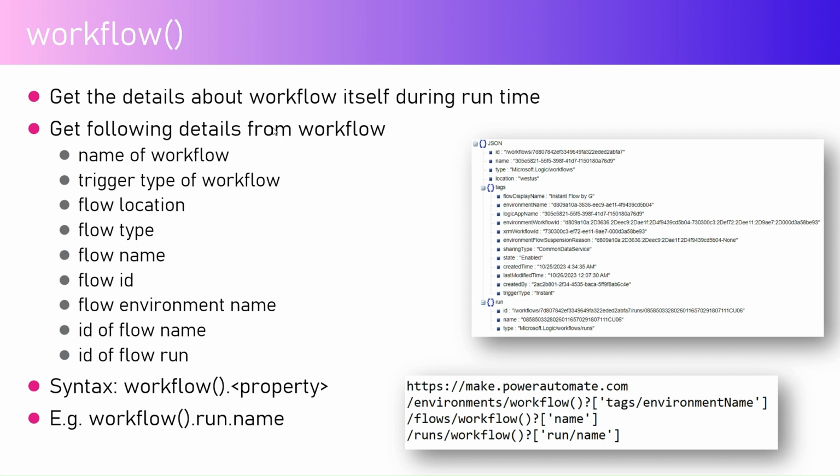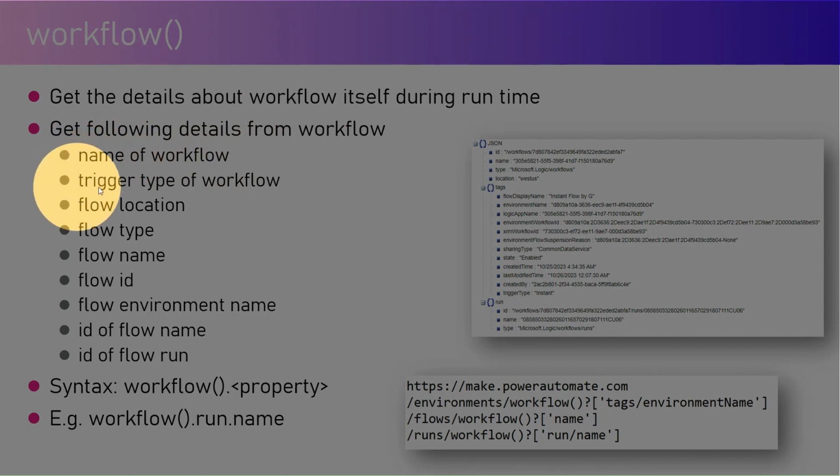We can extract the name of the workflow, the trigger type of the workflow, flow location, flow type, flow name, flow ID, flow environment name, ID of the flow name, ID of flow run. Now, I have taken a snapshot of one of the flows which I ran a while back.